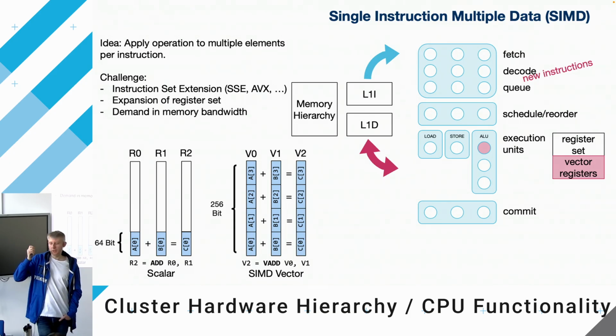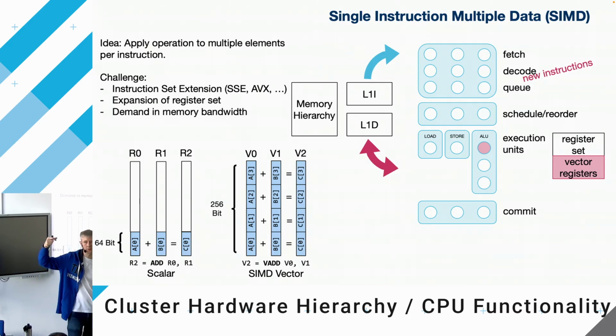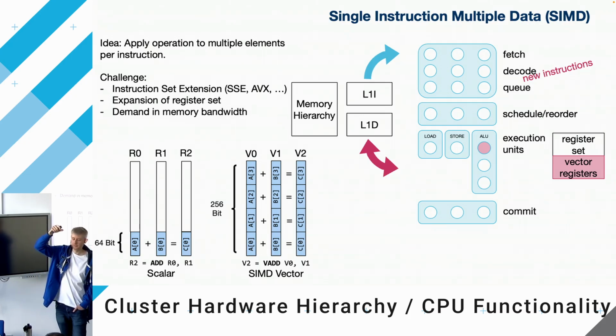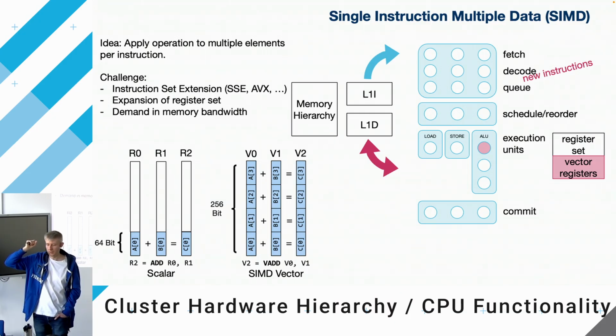Another very important optimization is single instruction, multiple data. Before, we have seen one instruction, for example an add instruction, doing its work on one scalar data value. But we can also add new instructions that take vectors of data and then operate on the elements of the vector. So before we had registers with only one value, and now we have vector registers.